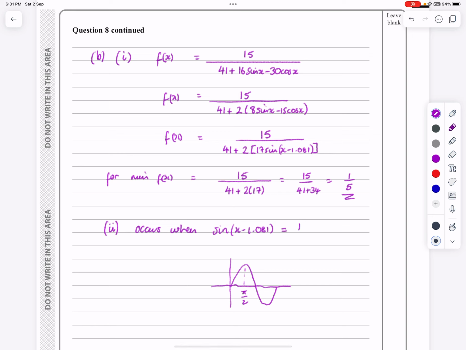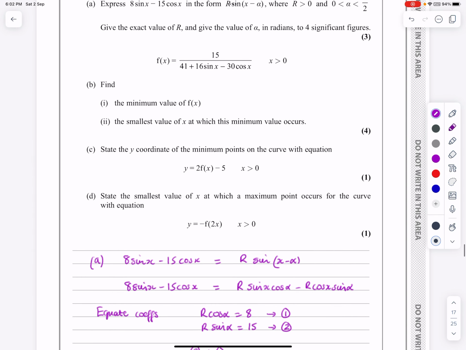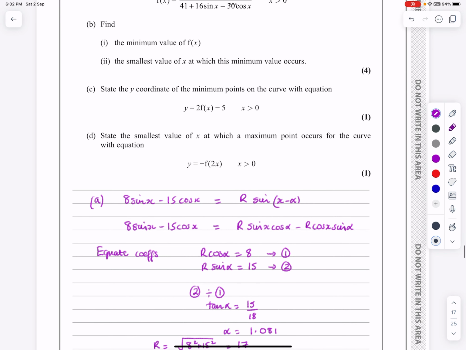So it occurs when sine is equal to 1, or in other words, when x minus 1.081 is equal to pi over 2. Yeah, it also occurs here, and it would also occur here, but that's why they ask for the first value for which that occurs. I'm not going to leave that as my answer. So x is going to be equal to pi over 2 plus 1.081, and that works out to be 2.65. And again, if we go back and just check, I've done that in radians, and I've done it to 3 significant figures or 2 decimal places. It hasn't said anything about what it wanted for that one.